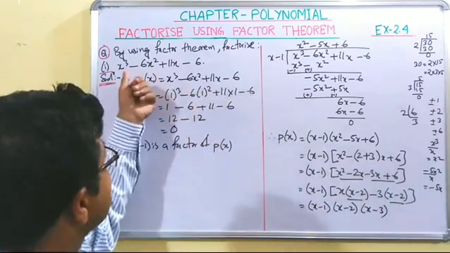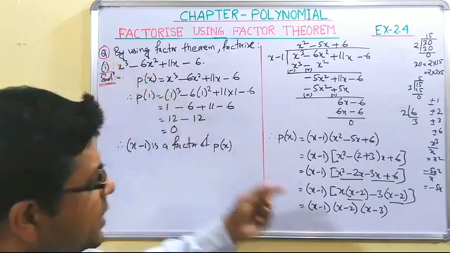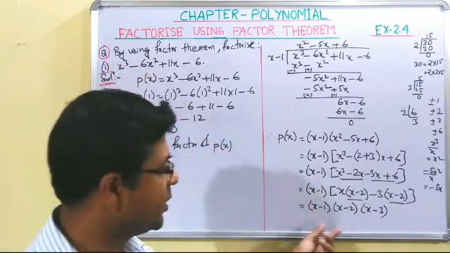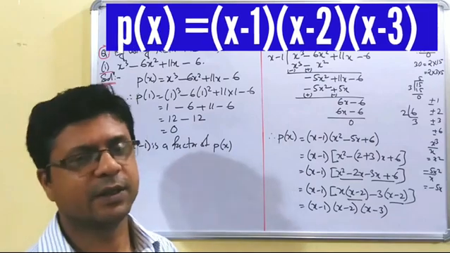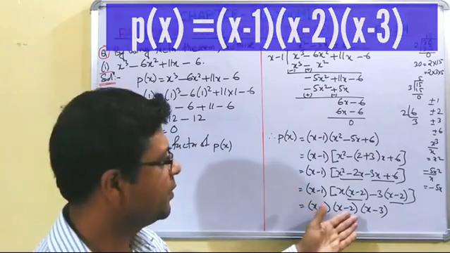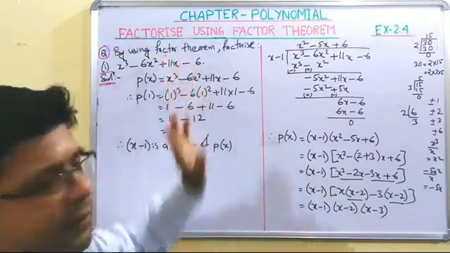Okay, you can see. If it is a cubic polynomial, the degree is 3. As the degree is 3, we have to get 3 factors. These are the 3 factors. So in this way, you have to factorize by using the factor theorem.